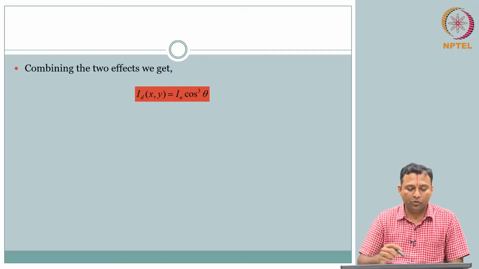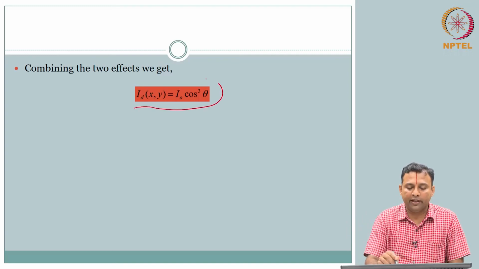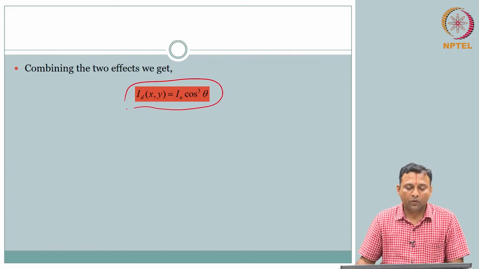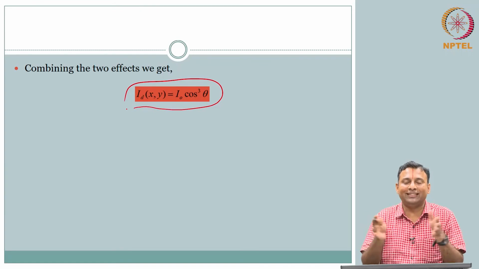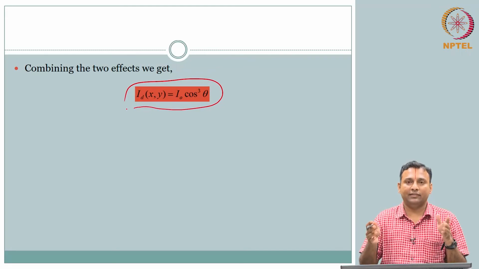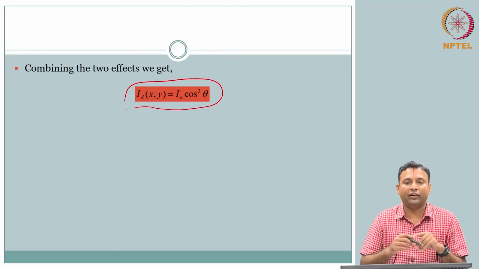Combining these two, we get the variation to be I naught cos cube theta. Okay. So, just based on this geometry, we have not included any object so far, without even the object, just because of the distances involved. That is why it is called geometric effects. The distances involved, you get this effect on the detector.